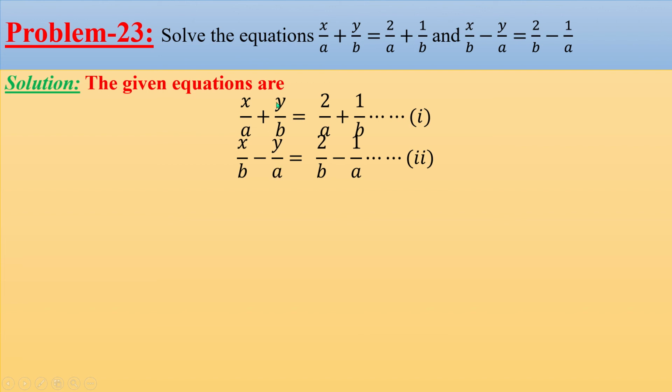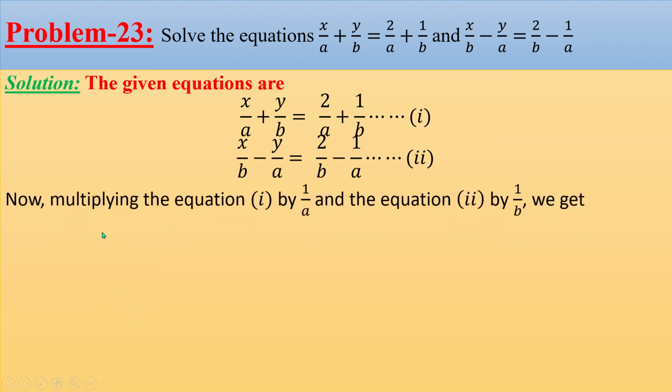We can write this as 1 by b into y, or 1 by a into y. So the coefficient of y in the first equation is 1 by b, and in the second equation it is 1 by a. So multiply equation 1 by a and multiply the second equation by 1 by b. Clear everyone? Yes, now follow. Now multiply equation 1 by a and equation 2 by 1 by b.